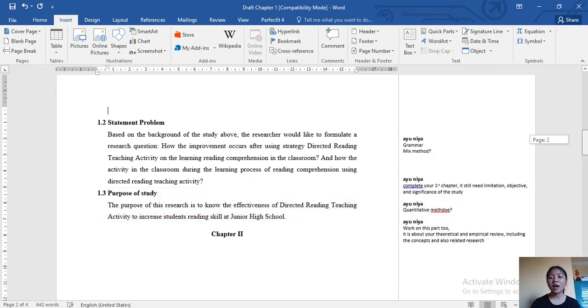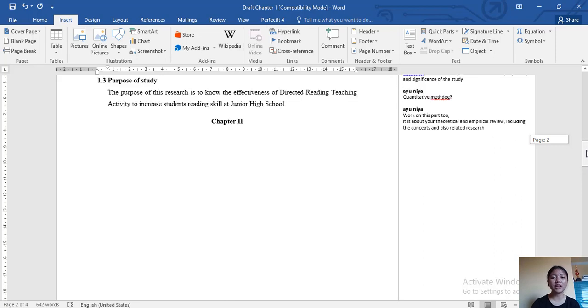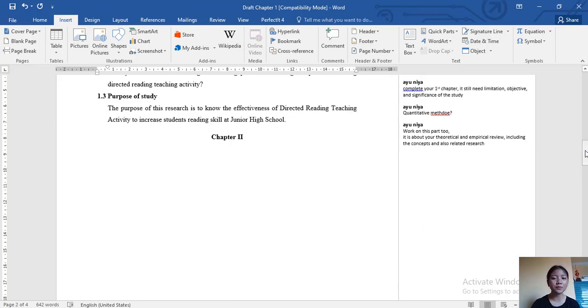Next, when I saw your next page, it's directly on the third chapter, but actually you need to work on your second chapter first. It contains the theoretical and empirical review, including the concepts and also the related research. You need to make the concepts based on the title, so that you make sense of reading, and then about DRTA, the concept and how to use DRTA in your research. If you use young learners, you explain about young learners. If it is about online learning, you can explain about online learning or even 21st century learning.